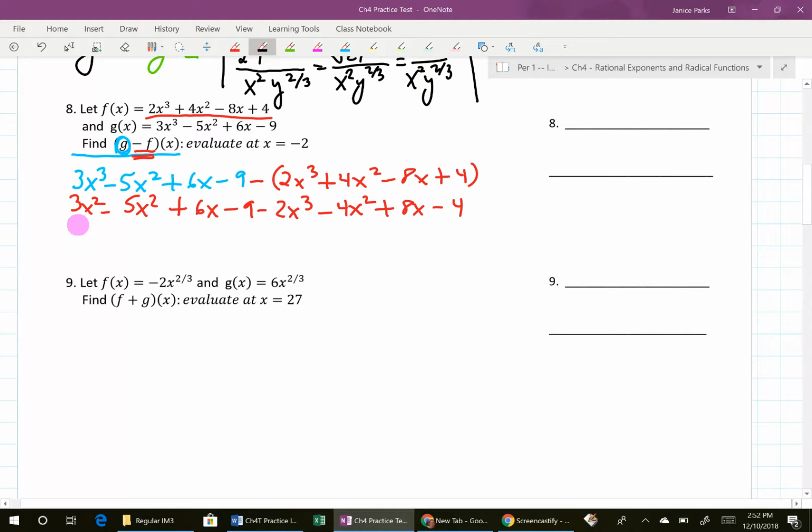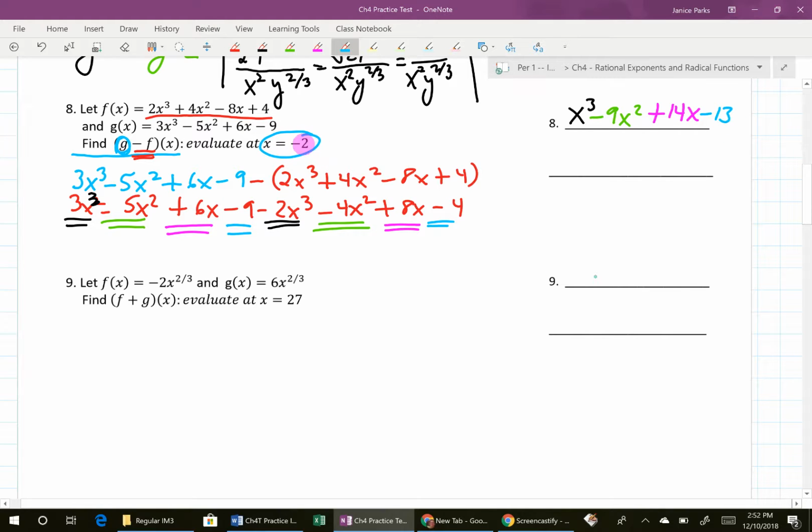So we have, that was a 3x to the third here. So we do the x to the third functions first. That's x to the third. Then we have the x squared. So minus 5x squared minus 4x squared. It's minus 9x squared. Plus 6x plus 8x. That's plus 14x. And for the last term, we have minus 9 and minus 4. That's minus 13. Then we're going to plug in a negative 2 into that equation.